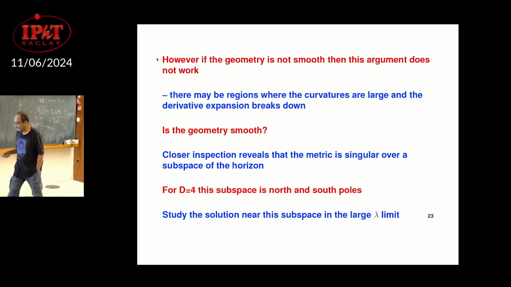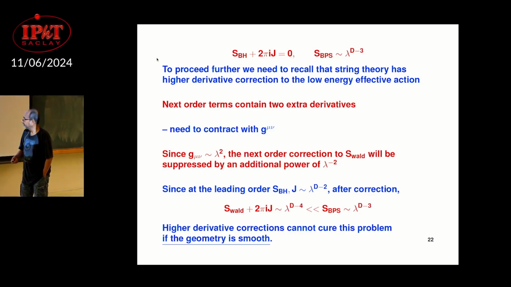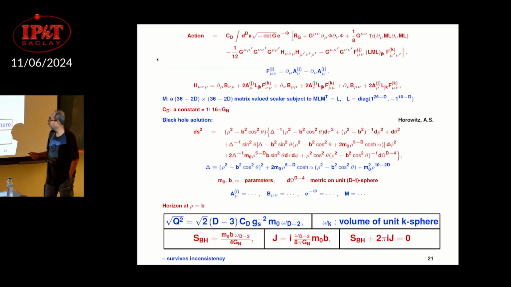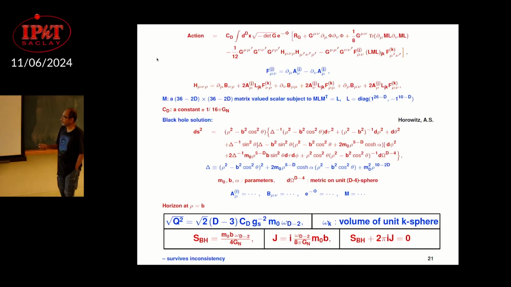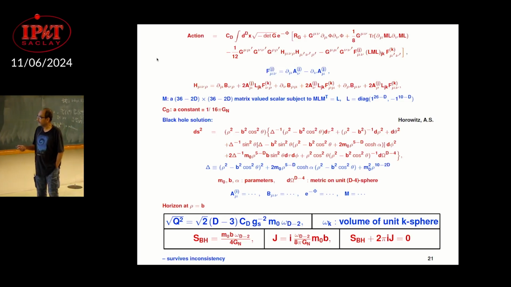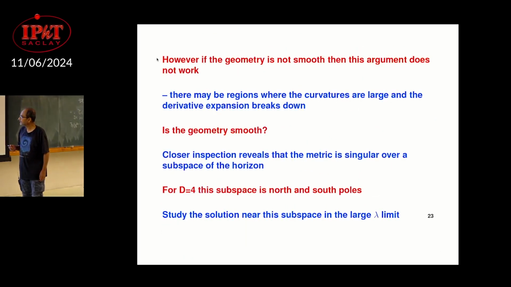So let me just show you why the solution is singular. This solution looks regular for most of the horizon, but you see that rho equal to b is the horizon. And at rho equal to b, this factor is b squared sine squared theta. And at theta equal to 0 and pi, this vanishes. That's the reason why the solution is singular at the poles. But it's non-singular everywhere else near the horizon. I have not written down the expression for the dilaton here, but e to the minus phi actually blows up. This will become clear when I write the solution near the singularity.